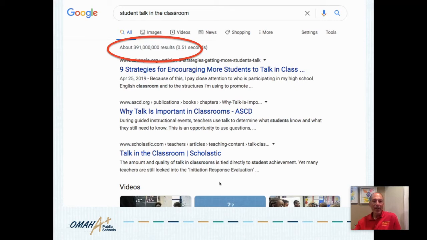If I Google, I get hundreds of millions of options. And by inserting the word science in the student talk in the science classroom, it gets it down to about 250 million. So I want to highlight some of the best supports that are free or low cost to educators to use and implement. And we'll have this list at the end of the presentation.